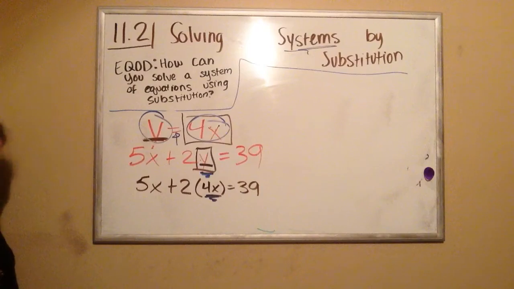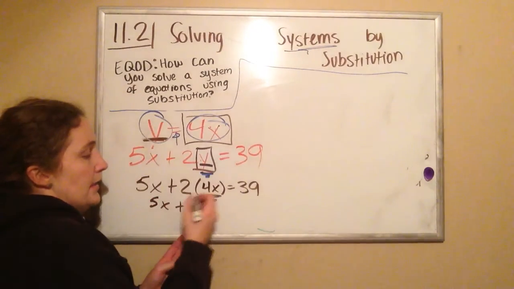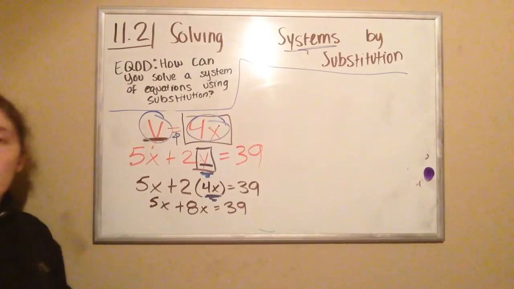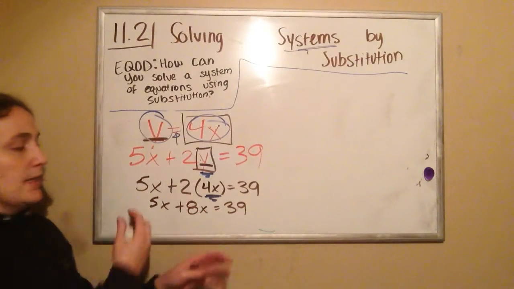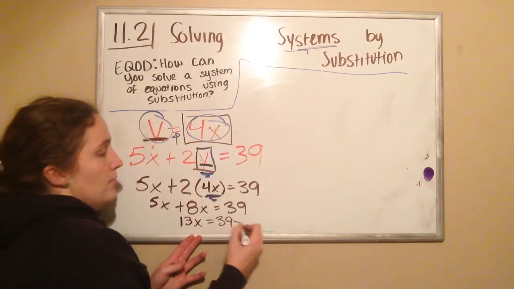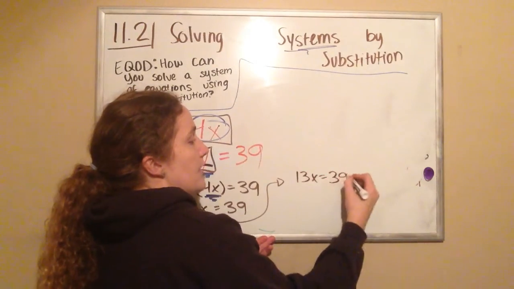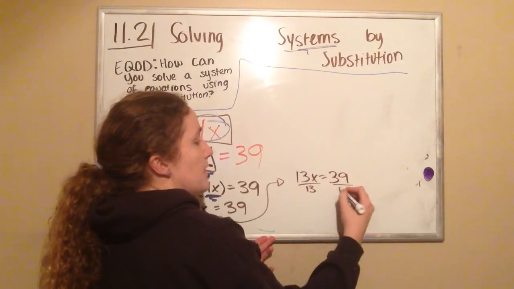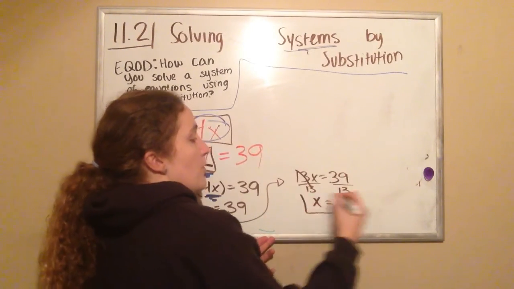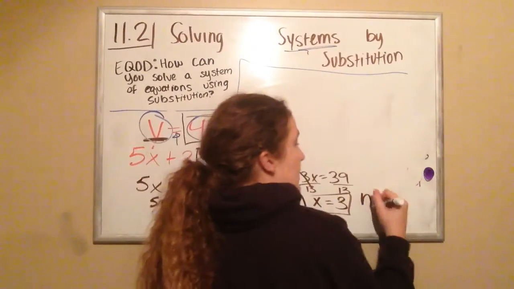All right, and then when we continue to solve this, 5x plus 8x equals 39. We're going to combine like terms and solve for x. 5 plus 8 is 13x equals 39. When we continue to solve this out, we divide by 13 on both sides, and we get x is equal to 3. So we've got our x value. That is not an answer. This is not an answer.